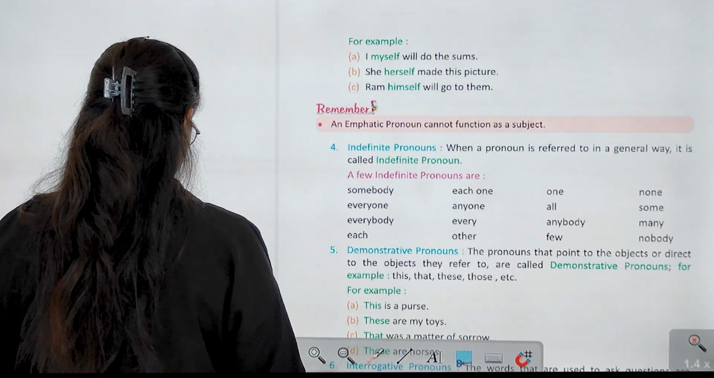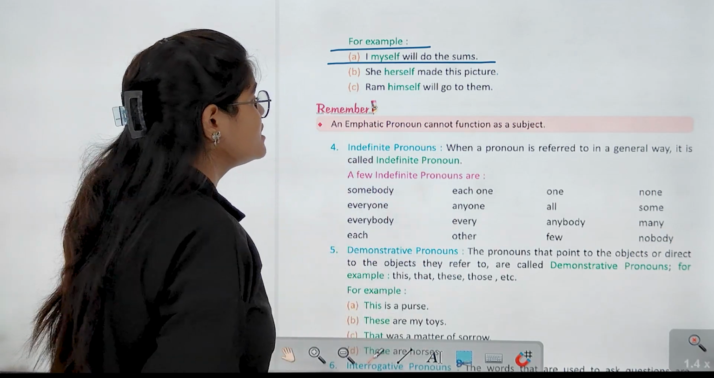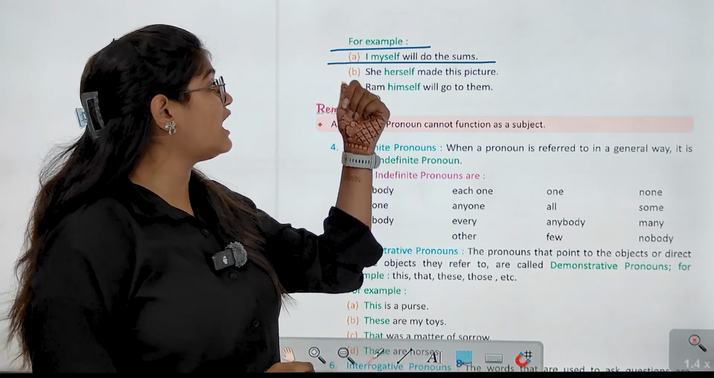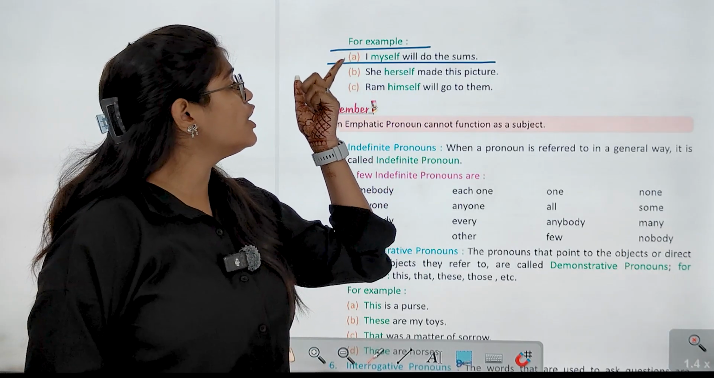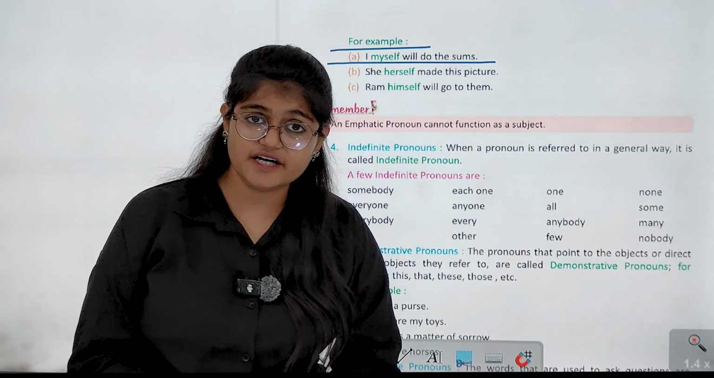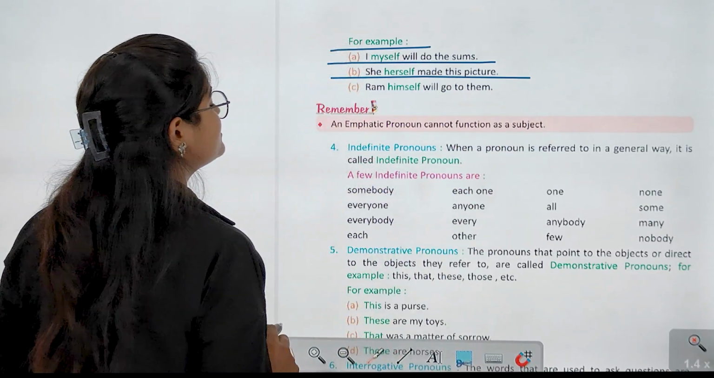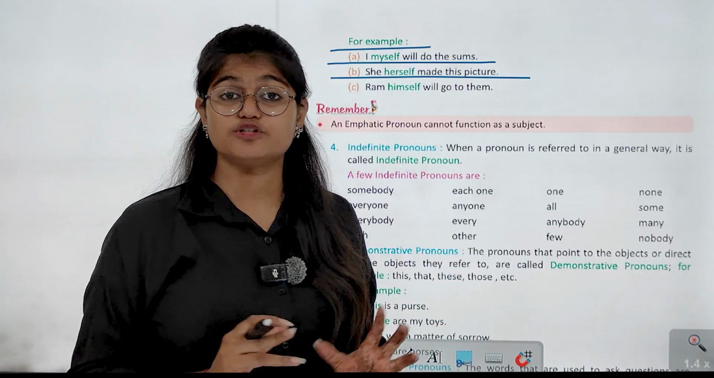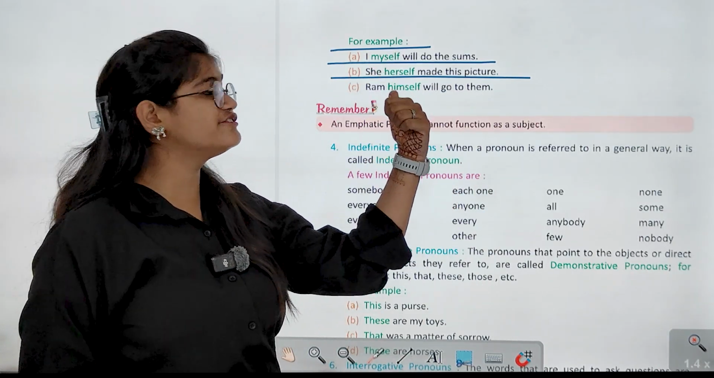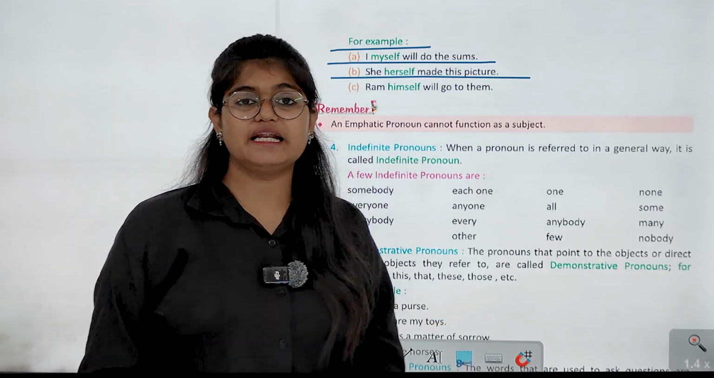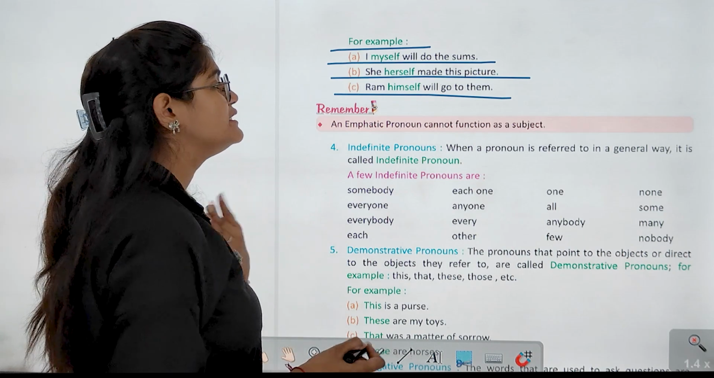Here we have examples. I myself will do the sums. So here they are saying that I और उसके बाद उन्होंने myself लगा दिया. So where we have pronoun और pronoun के just बाद we have added a reflexive pronoun, right? Next example, she herself made this picture. ये picture उसने खुद बनाई है. यहाँ पर भी हमने यही किया, हमने pronoun लिखा और pronoun के just बाद हमने एक reflexive pronoun लगा दिया, right? After that, Ram himself will go to Delhi, right?